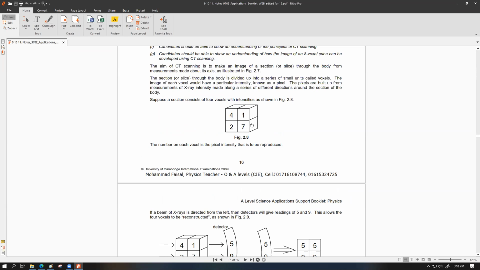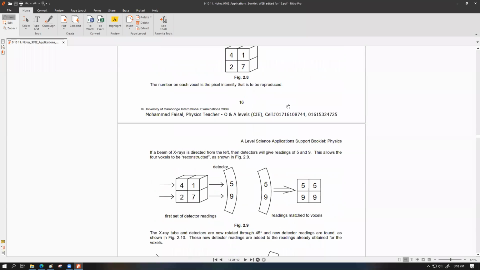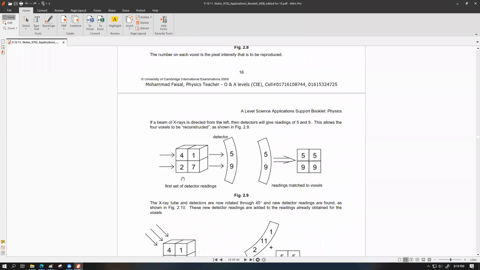We want to find out exactly what these numbers are, but we would not know these numbers to begin with. So what we know to begin with, first thing, we're going to send a beam of X-ray through these voxels from the side, and we know specifically that the slice that we are handling right now has exactly 2 by 2 voxels in it, and we are sending the beam from the side.